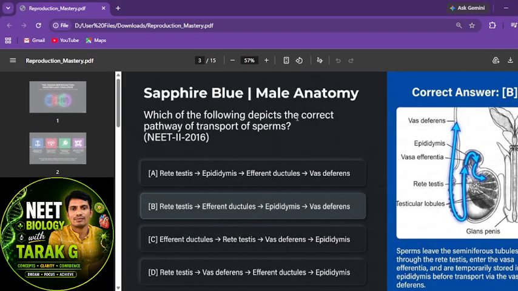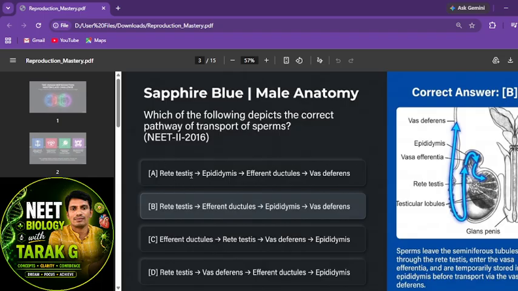Which of the following depicts the correct pathway of transport of sperms? This is the NEET second phase 2016 question. Check it in the diagram. These are the seminiferous tubules where the cursor is moving. The seminiferous tubule opens into the tubuli recti, then the rete testis. So here they asked what the correct pathway of transport of sperm is from the seminiferous tubules to how it comes out.